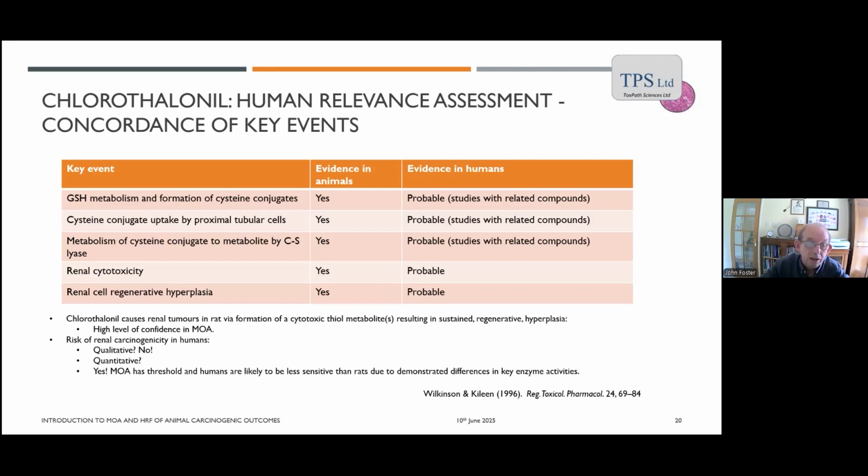So risk of renal carcinogenicity in humans, any qualitative differences? No. But there were quantitative differences in the expression of some of the key enzymes. Yes, so renal carcinogenicity in humans, yes, but the mode of action has a threshold for a number of the key events, and humans were considered to be far less sensitive than rats in demonstrating the key events.